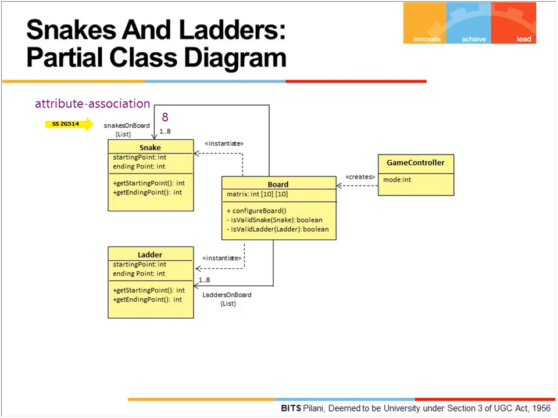In this case, the number of snakes and ladders is fixed, so why are we writing the multiplicity? When I drew this diagram, I had the idea that it is not fixed. The number of snakes and ladders could range anywhere between 1 and 8. So if that is the case, you specify the multiplicity between 1 and 8, right? But if it's fixed, then you will write it as 8.